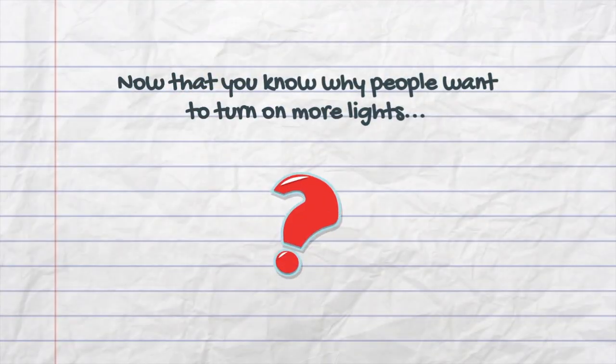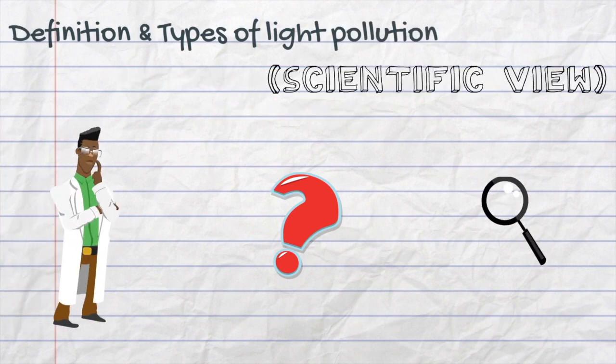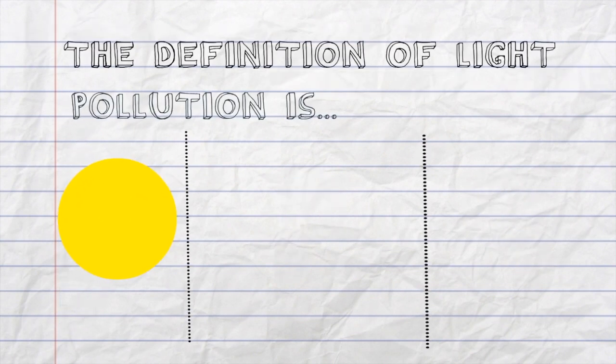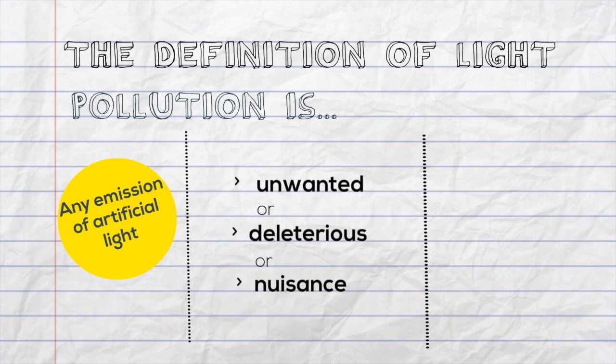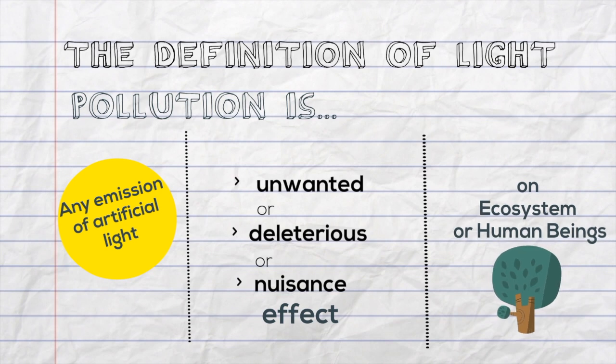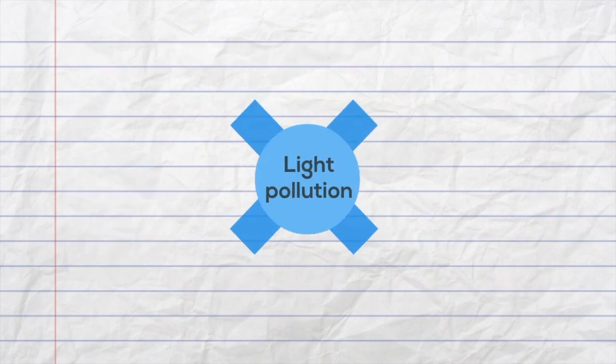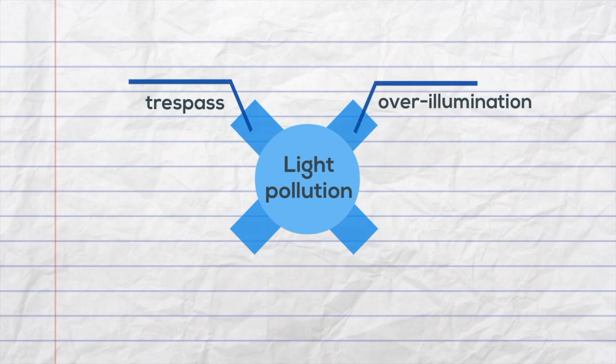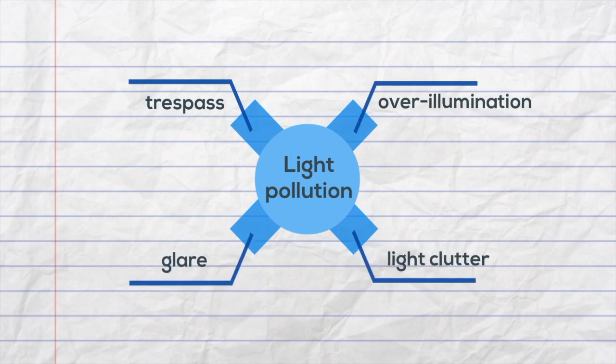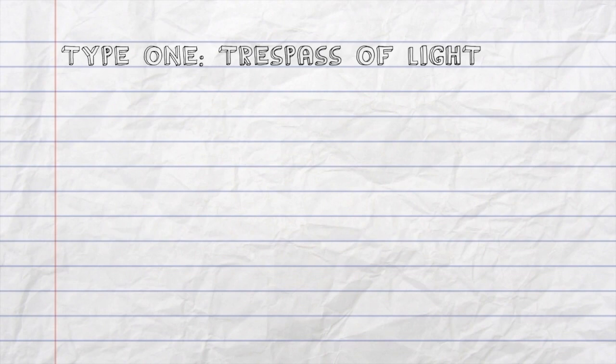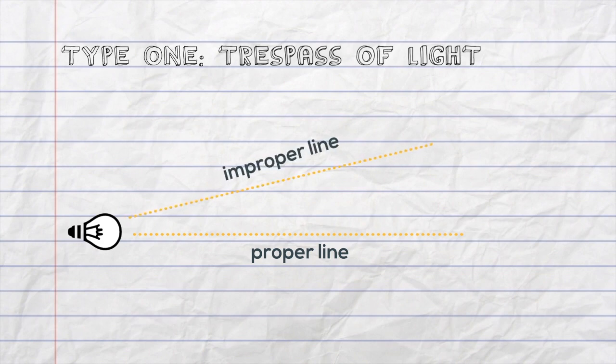Having introduced certain phenomena of lights in our daily life, now I will focus on light pollution scientifically. The definition of light pollution is any emission of artificial light that has an unwanted, deleterious, or nuisance effect on humans and the ecosystem. There are 4 different types of light pollution: trespass, over-illumination, glare, and light clutter. Trespass means light falling beyond the property line from the emitting fixture, such as a neighbor's porch light shining into your bedroom window.